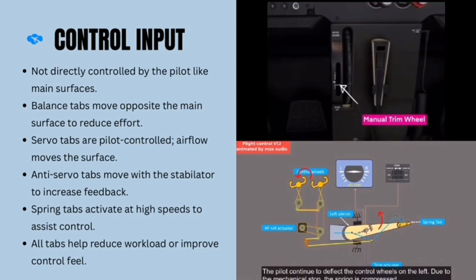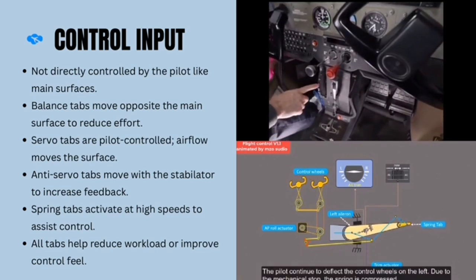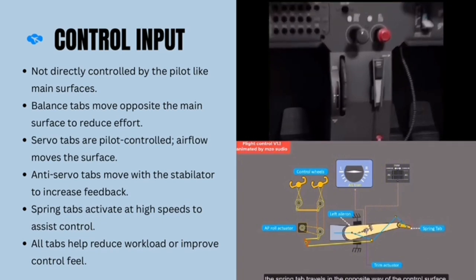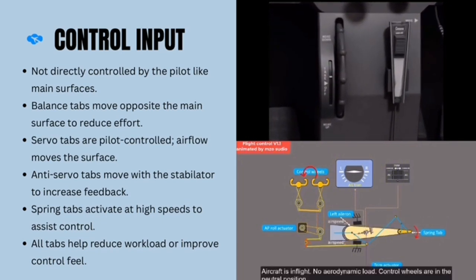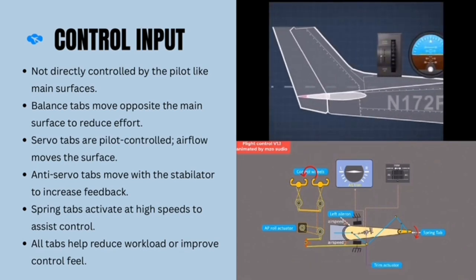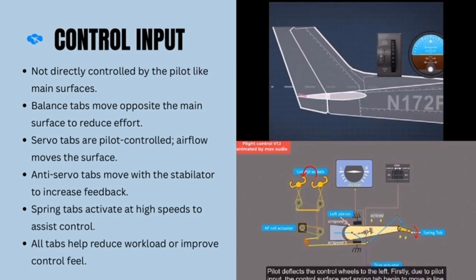First, we got balance tabs. They move opposite to the control surface to help the pilot. For example, when the elevator goes up, the balance tab goes down to make it easier to move. And next, we got anti-balance tabs. They move in the same direction as the surface, adding resistance for better control feel.